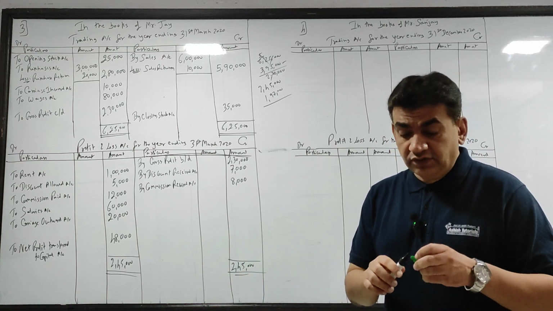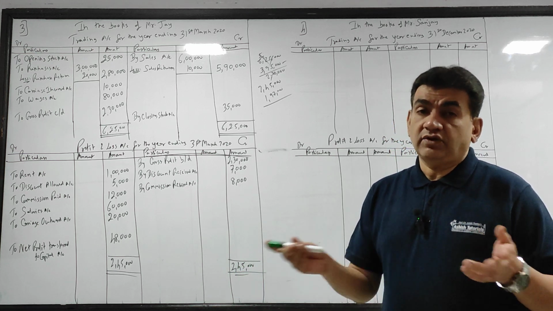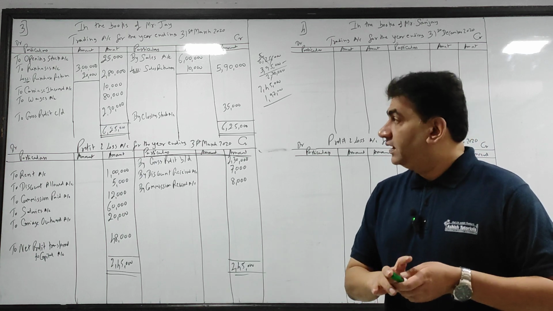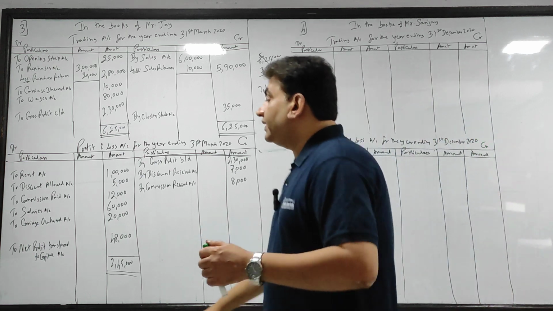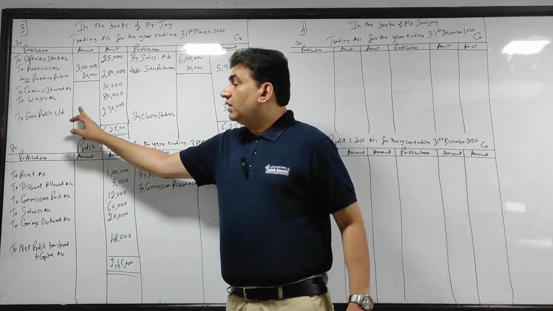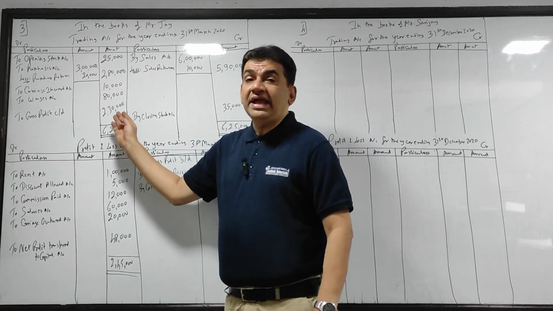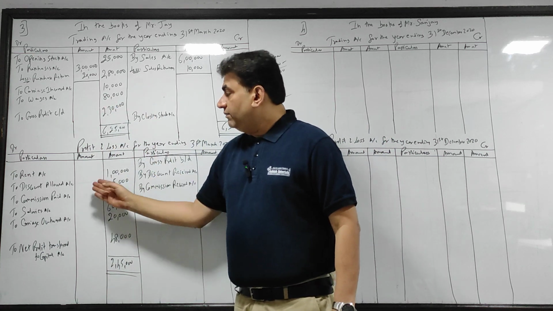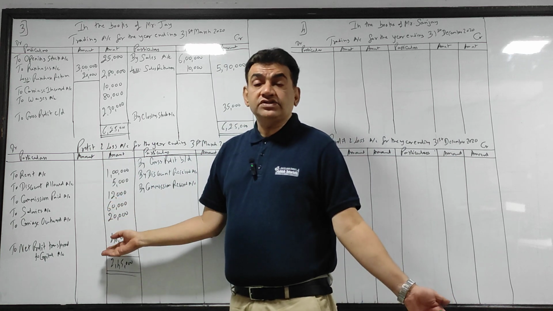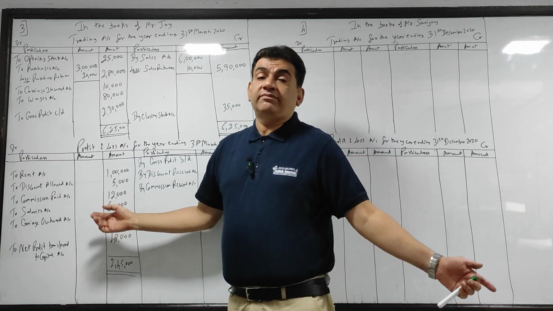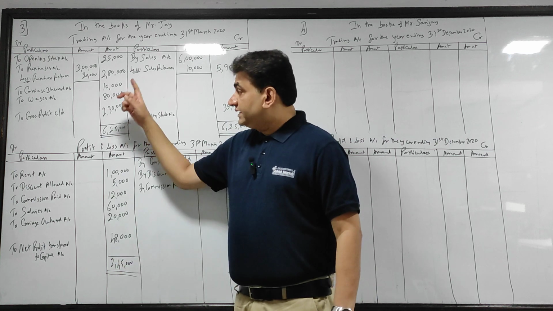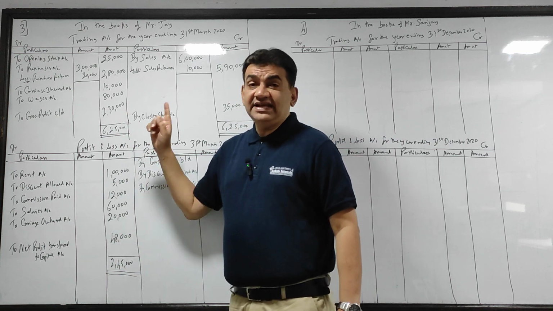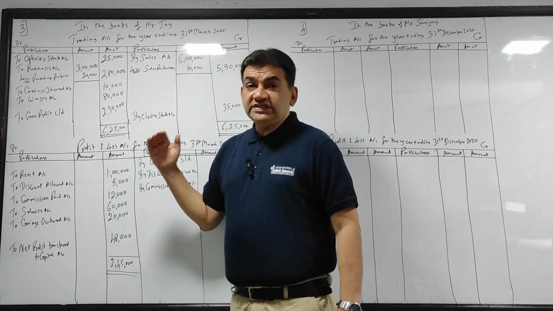So guys, what I told you in the previous class and also in the starting of this class, main motive of preparing trading account is to find out gross profit, आ गया 2,30,000. Main motive of preparing profit and loss account is to find out net profit, आ गया. This is the base. Please understand this carefully. I'm going step by step.